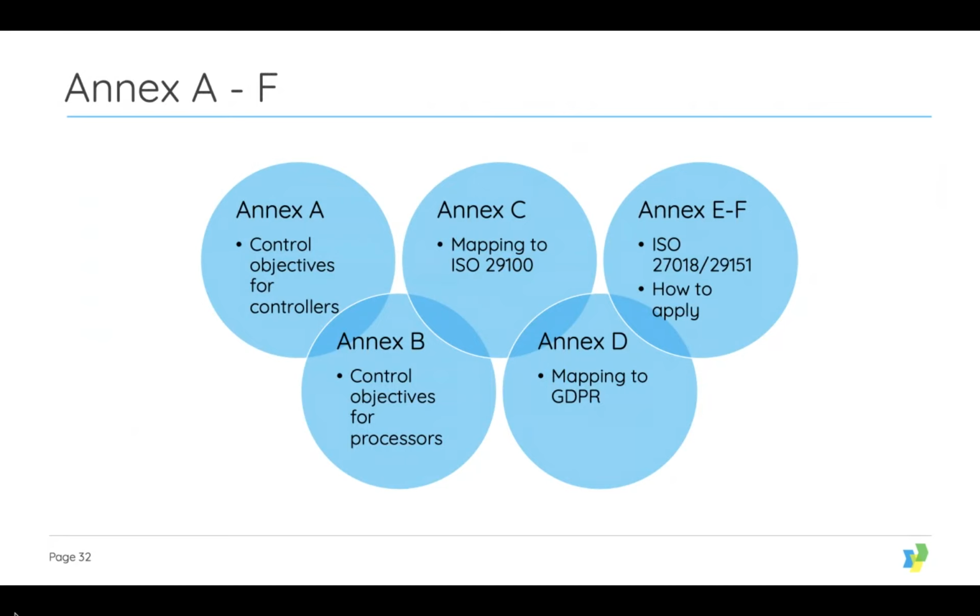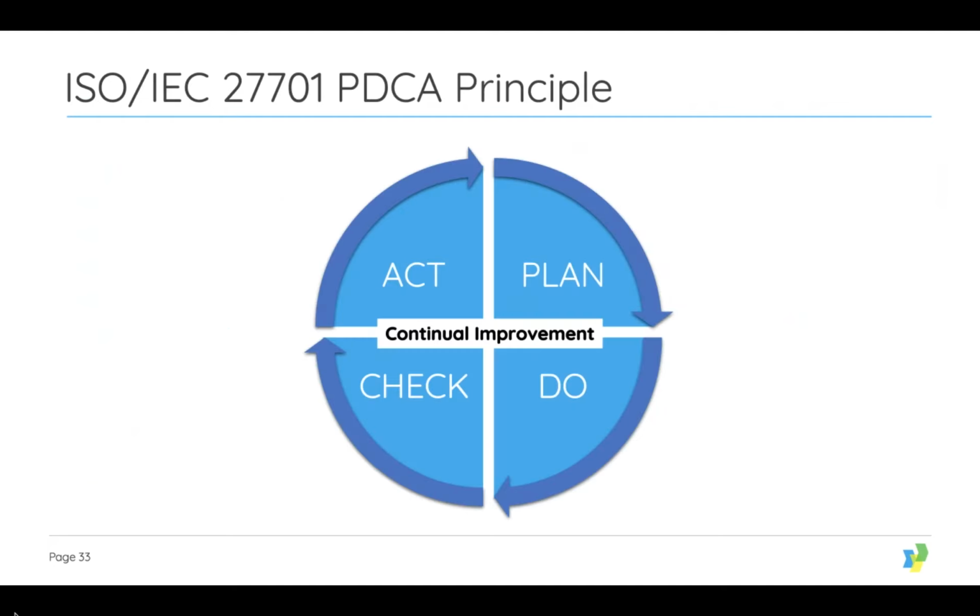So in the standard, we have Annexures A and B, which talk of control objectives for controllers. It talks about mapping to ISO 29100, mapping to ISO 27018, ISO 29151, mapping to GDPR, and mapping to other requirements per se, right?